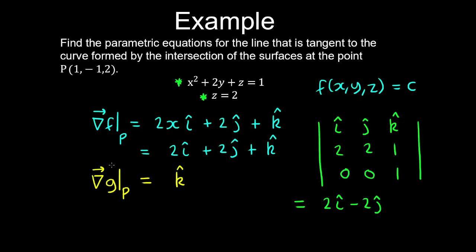So the equation of the tangent line gives the x coordinate of a point on a line, which is equal to the x coordinate of the base point, plus the direction of the tangent vector by the parameter t, and the y coordinate of a point on a line is minus 1, minus 2t, and the z coordinate is equal to 2, plus the component of the tangent vector in the z direction, which is 0 by t.